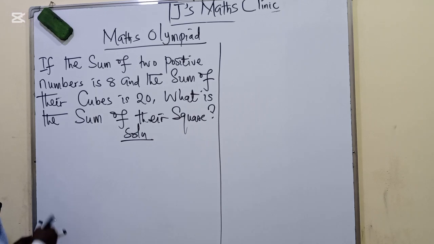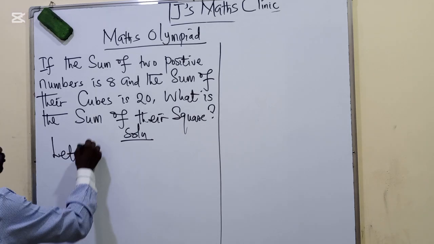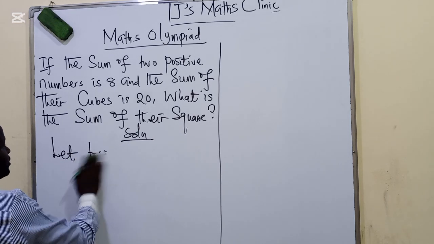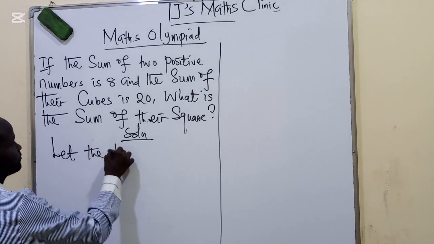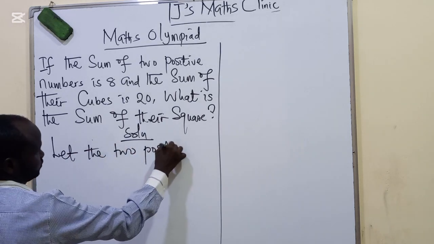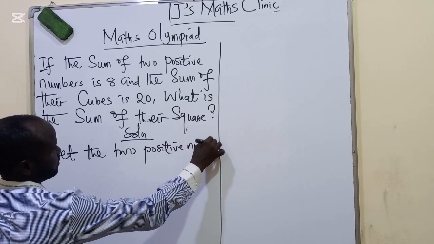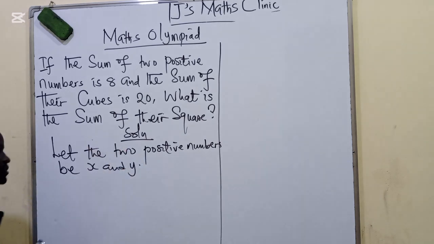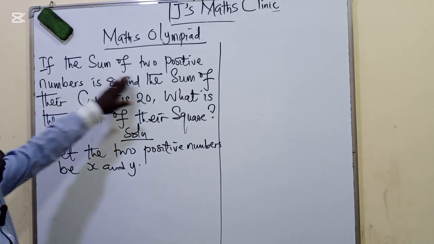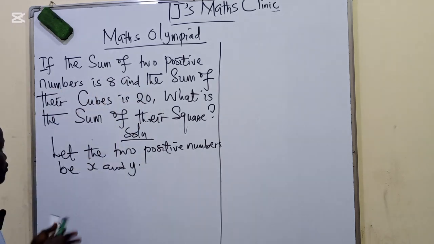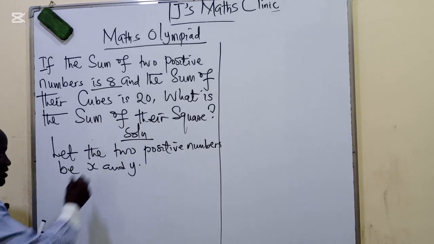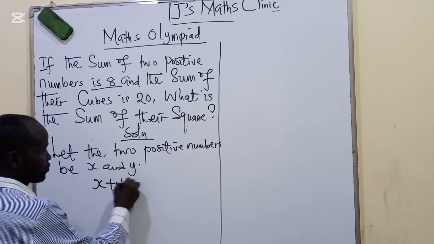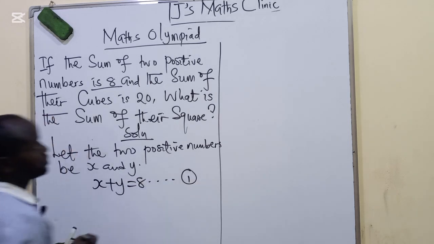From here, we can say, let the two positive numbers be x and y. From the first statement, if the sum of the two positive numbers is equal to 8, then it means x plus y will be equal to 8. We can call this equation 1.